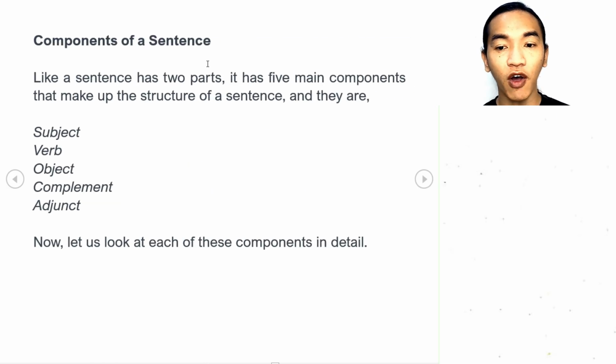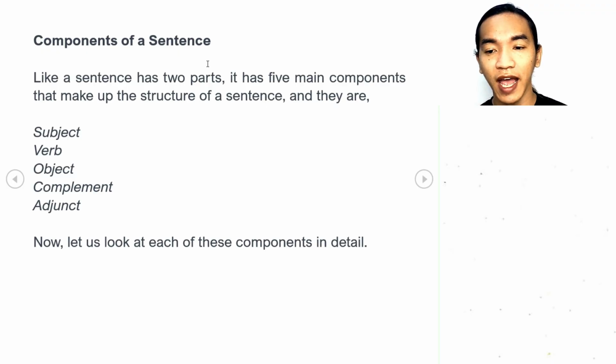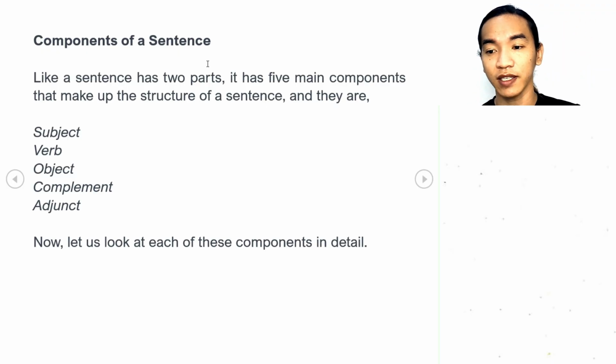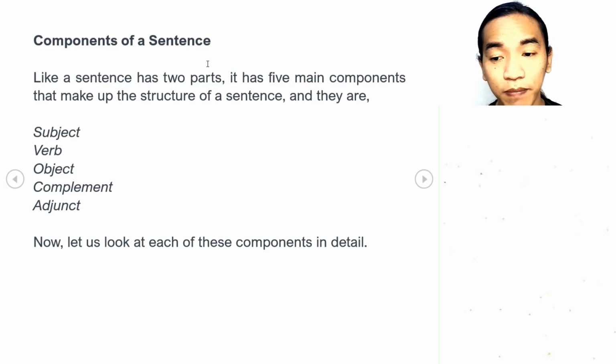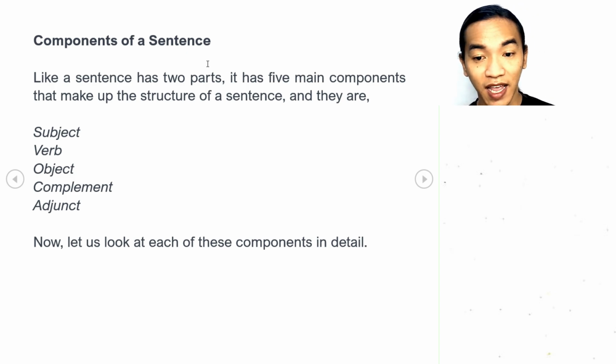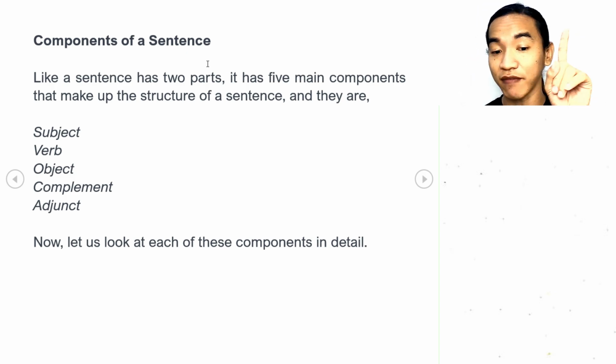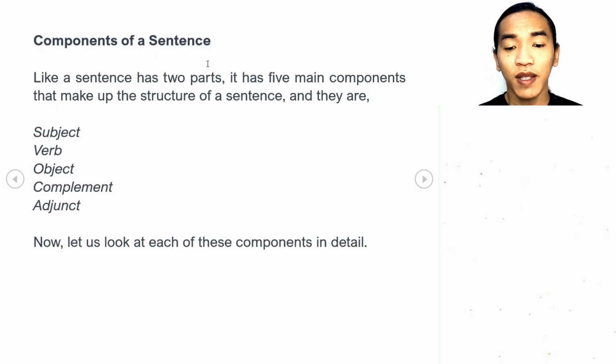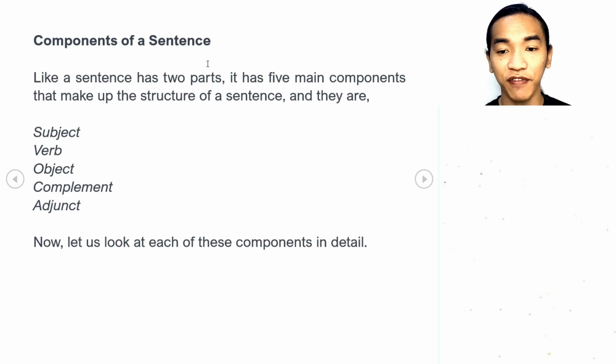So let's move on now to the components. Okay? So the components of your sentence. So like a sentence has two parts. So we have the subject and predicate. Now it has five main components that make up the structure of the sentence. And they are, remember, we have the subject, we have the verb, we have the objects, your complement, and your adjunct. Okay? Now let's take a look at these different components.